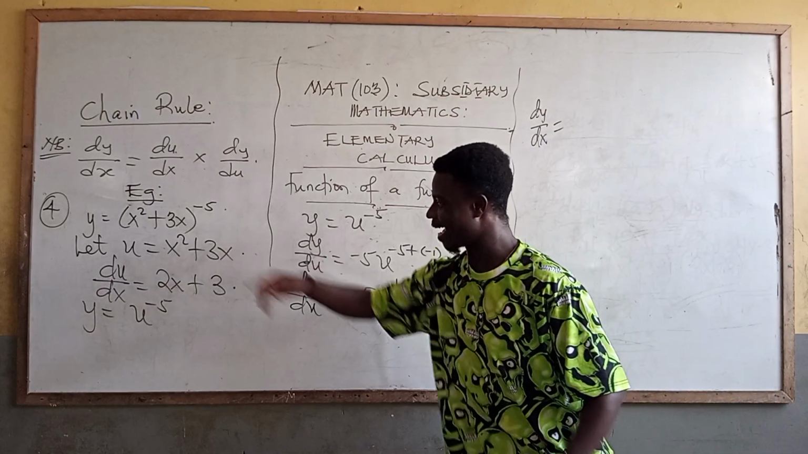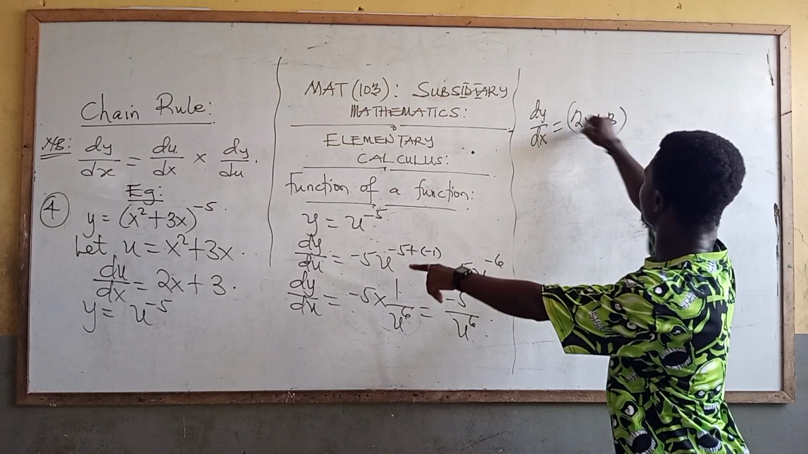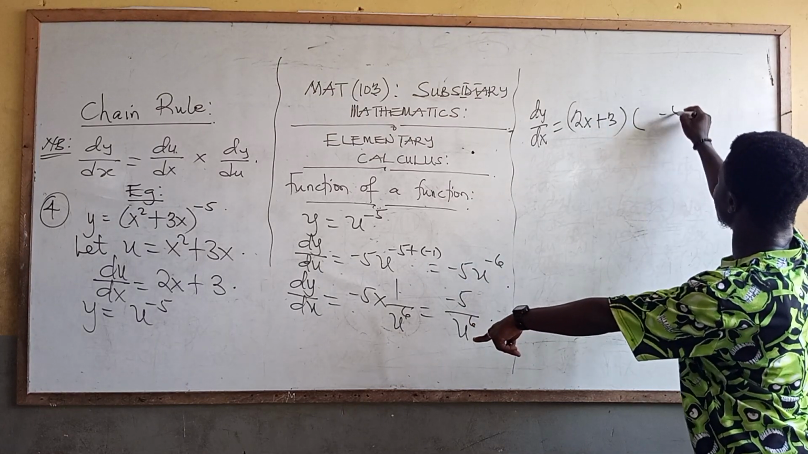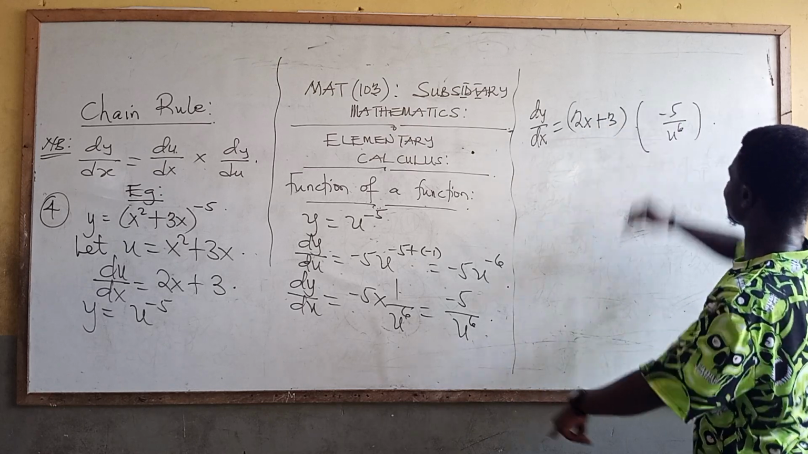The du over dx is what? 2x plus 3. Then we multiply it by what? The dy over du, we get negative 5 over what? u exponent 6. So we have this.